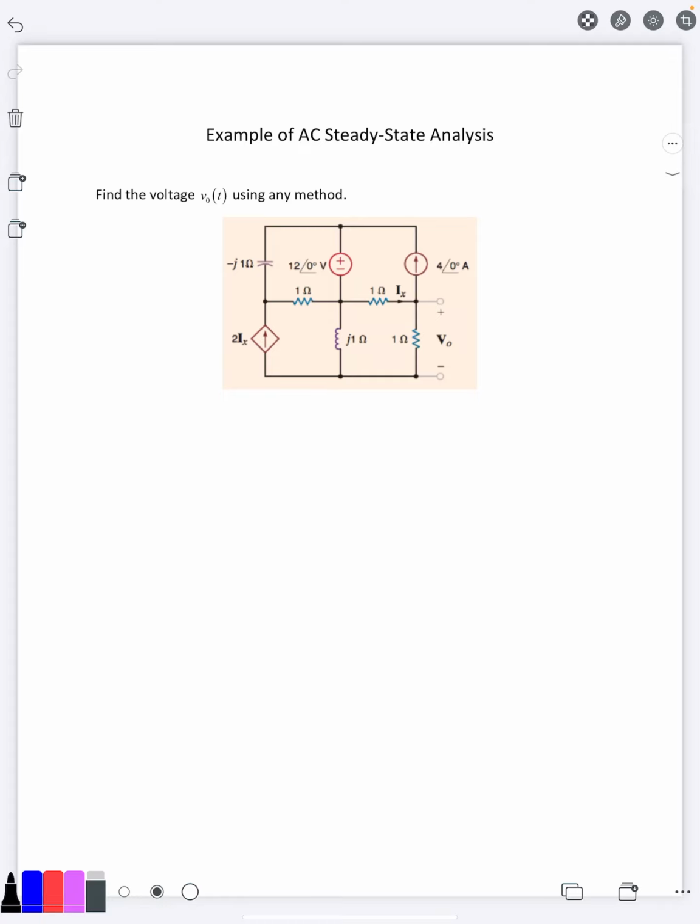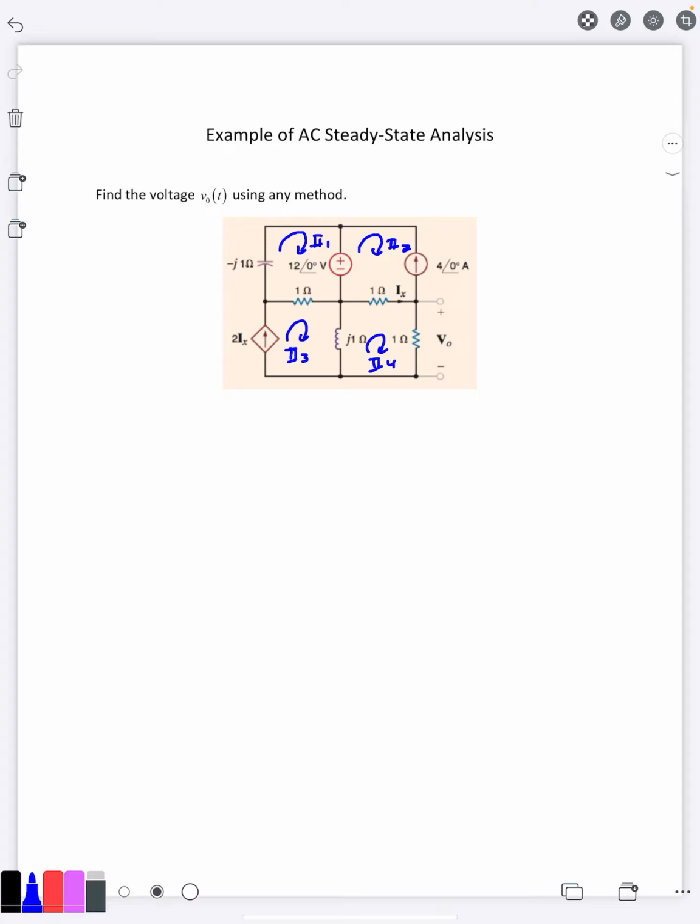Now we can choose node voltage, mesh current, source transformation, any other method we choose to use. However, in this particular case, I think mesh current is going to be the best, because you see that two of the meshes are going to have current sources involved, which will reduce our work. So we'll go ahead and call this I1, I2, I3, and I4.